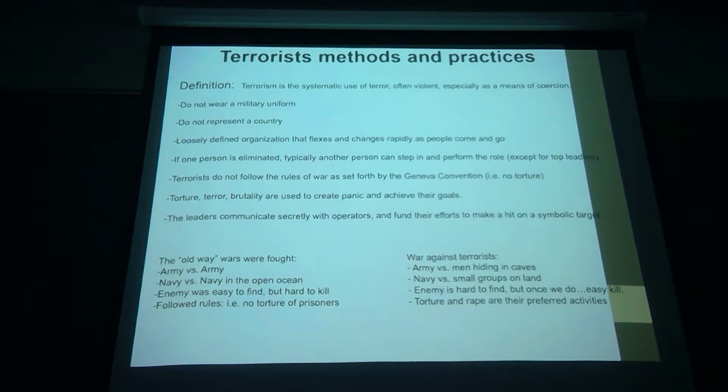All right. Terrorist methods and practices. Okay? Terrorism is a systematic use of terror, often violent, especially as a means of coercion. So the difference between this kind of war and all previous wars, okay? They don't wear a military uniform. You don't know the difference in Iraq between a terrorist and a non-terrorist. In fact, you know what a green killing is?